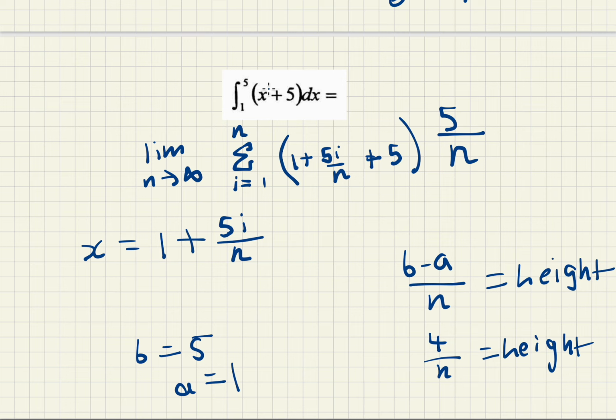Now, one important thing to note is, like I said, if you want to include 1 into your x value, in this case, x is equal to 1 plus 5i over n, we need to put brackets around 1 plus 5i over n. If you don't put brackets, then our x value is simply 5i over n. And that is not what we want, because our x value is a plus the term that contains i over n. So we need to put brackets around 1 plus 5i over n. And so this is our answer.